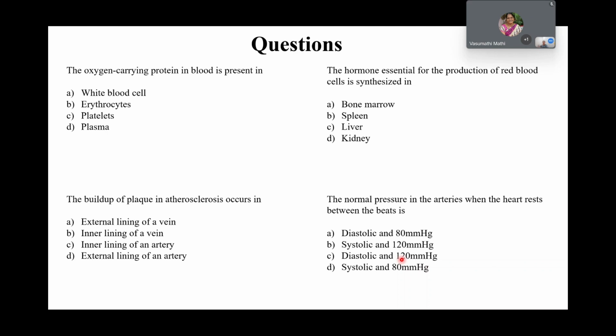Next is, the buildup of plaque in atherosclerosis occurs in which of these places? And the next is, the normal pressure in the arteries when the heart rests between the beats is one. So try to remember the blood pressure where we were reading about systolic and diastolic. When the systolic takes place and when does diastolic take place, and what was the numerical value for it.